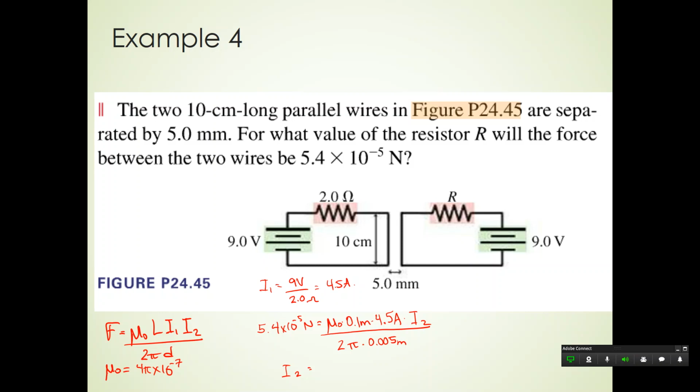What answer did you guys get for I2? I want to figure out what's the current in that circuit. Is this okay with you guys? Is that what I did?